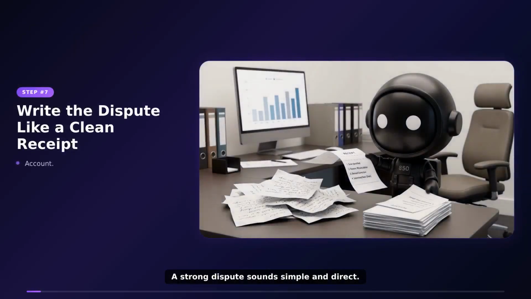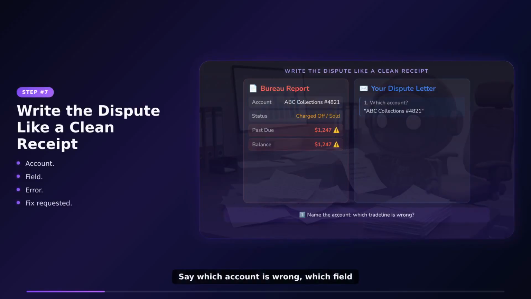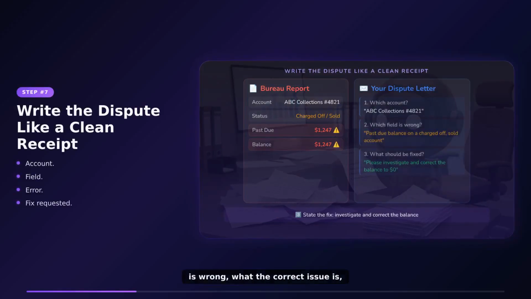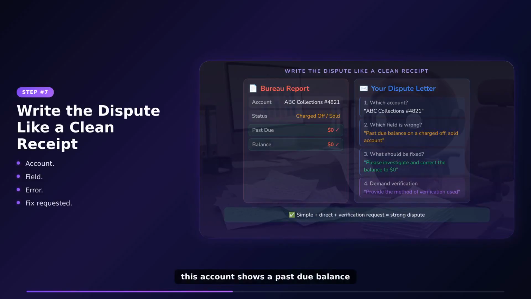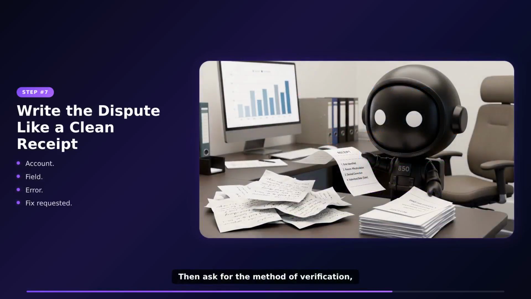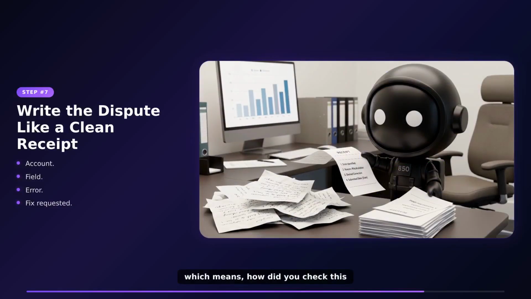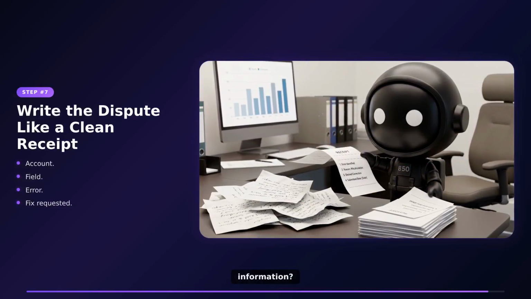A strong dispute sounds simple and direct. Say which account is wrong, which field is wrong, what the correct issue is, and what you want fixed. For example, this account shows a past due balance even though it is charged off and sold. Please investigate and correct the balance. Then ask for the method of verification, which means, how did you check this information?